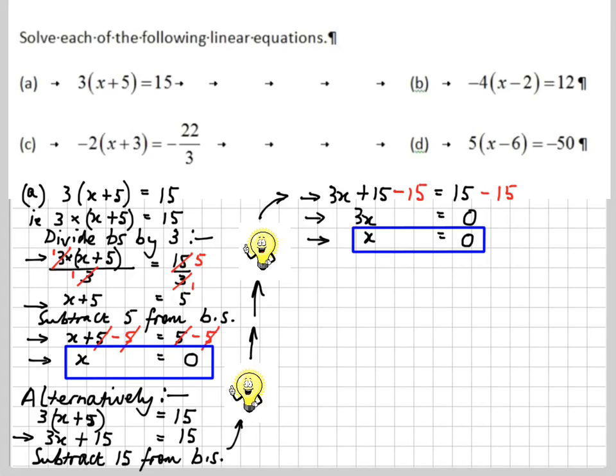Okay, how did you go? Good? Well, that's very good. Let's see. Let's do number B. Here it comes. Okay, what have we got? Minus 4 into x minus 2 equals 12.